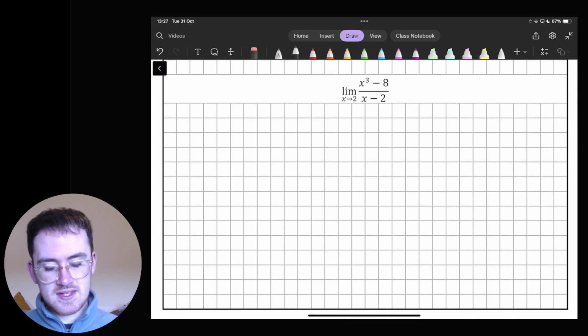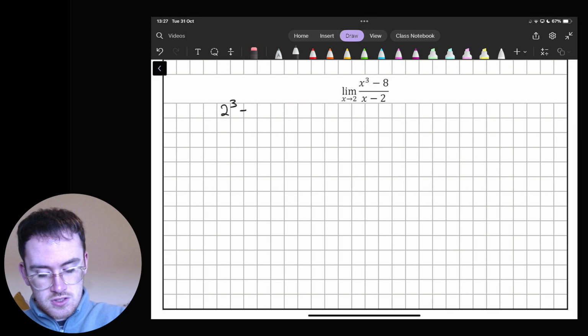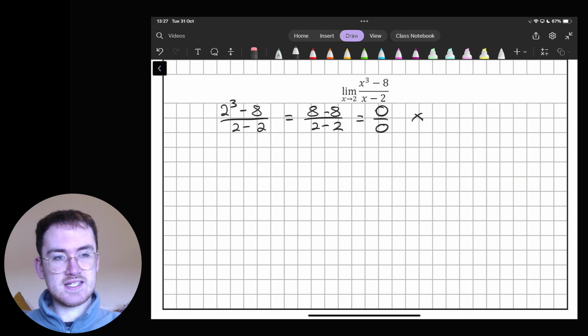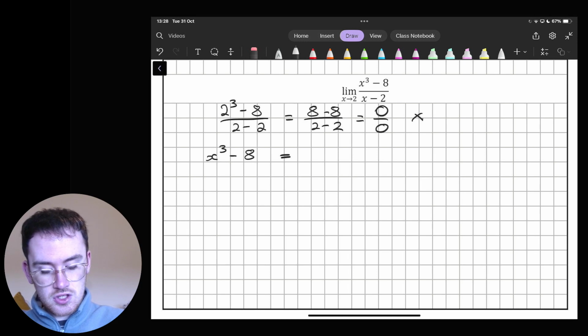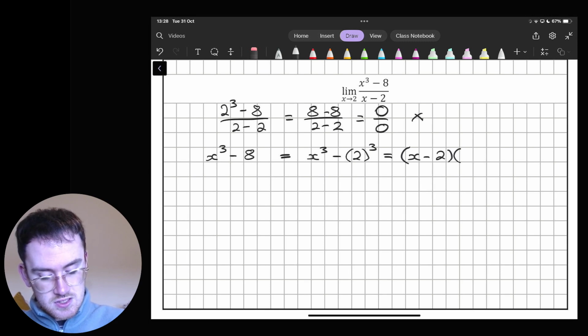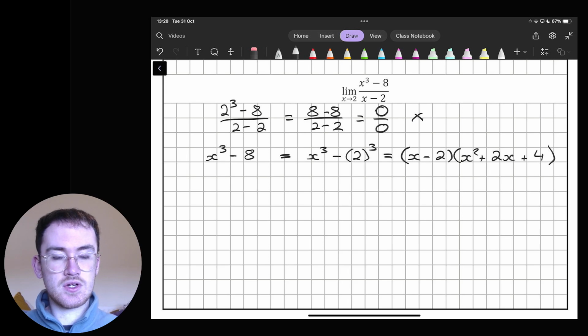Looking at this example, the same thing is going to happen. 2 cubed minus 8 over 2 minus 2 is going to give me 8 minus 8 over 2 minus 2, which is of course 0 over 0. So again, an indeterminate case, so we need to factorize. The top part here can be factorized. It's a difference of 2 cubes, so I can rewrite it as x cubed minus 2 cubed, and then writing it in my difference of cubes format, x minus 2, x squared plus 2x plus 4.